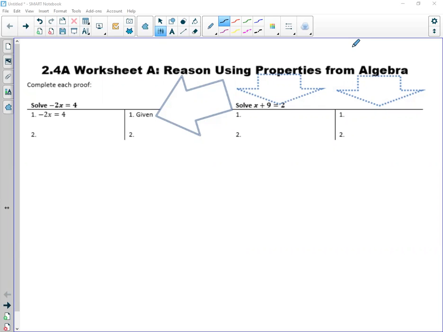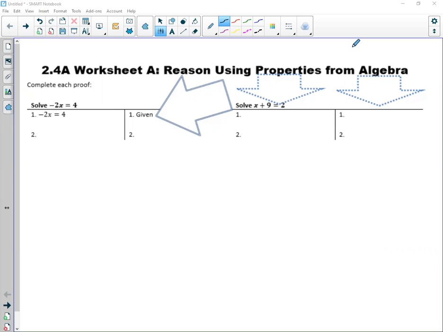So if you notice, there is something that has to be filled in right here. So there are some things that have to be filled in the statement column. Now in this setting for 2.4, most of the time, I'm going to make you write the statement column, but as you work your way through geometry, that statement column is going to get more filled in as we go.